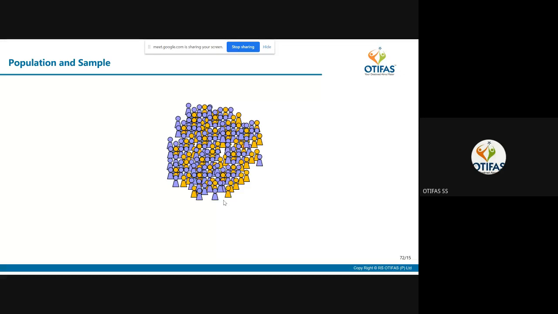Suppose you say that you want to study the complete behavior pattern of all the people in India, 100 crore people. You can imagine when the size increases, how difficult it is, and the cost involved in this. Now, there is an exercise called census. In the census, they are doing it 100%. It's a big exercise.